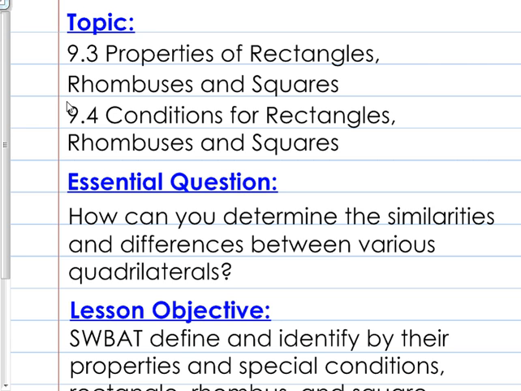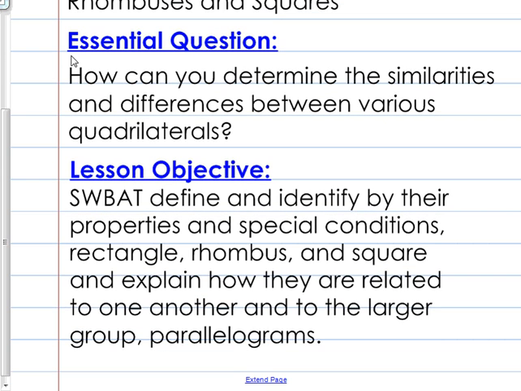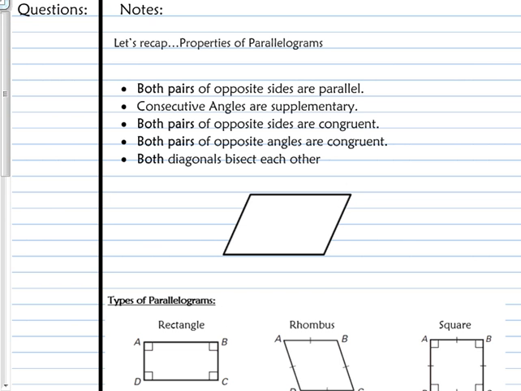The essential question says, how can you determine the similarities and differences between various quadrilaterals? And the objective for today's lesson is that you will be able to define and identify by their properties and conditions rectangles, rhombuses, and squares, and explain how they are related to one another and what makes them a parallelogram. So let's go ahead and get started. Don't forget, if you have questions, write them in the margins of your notes.